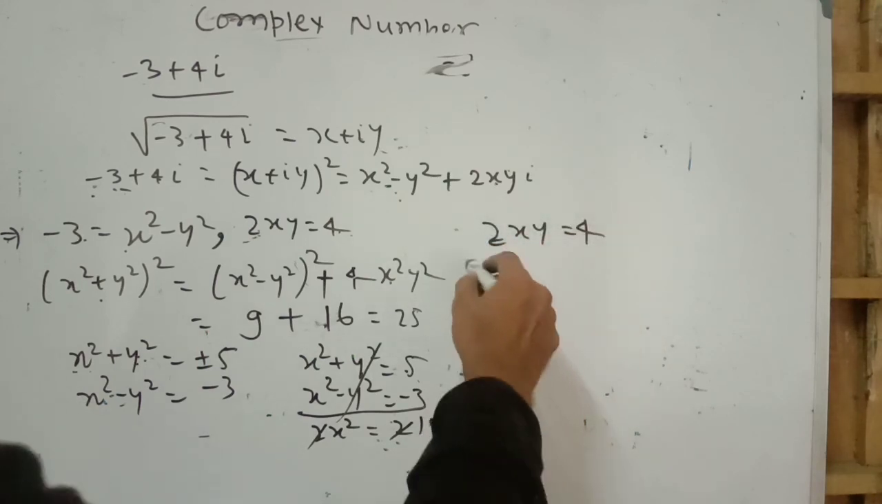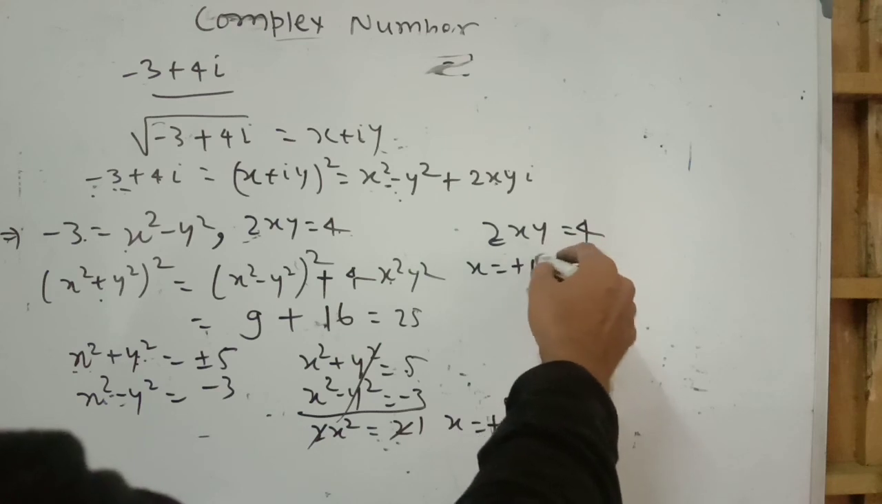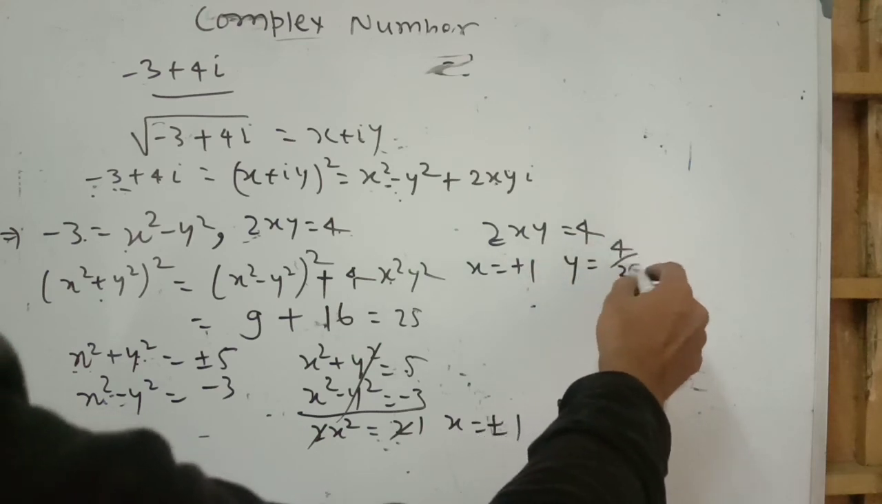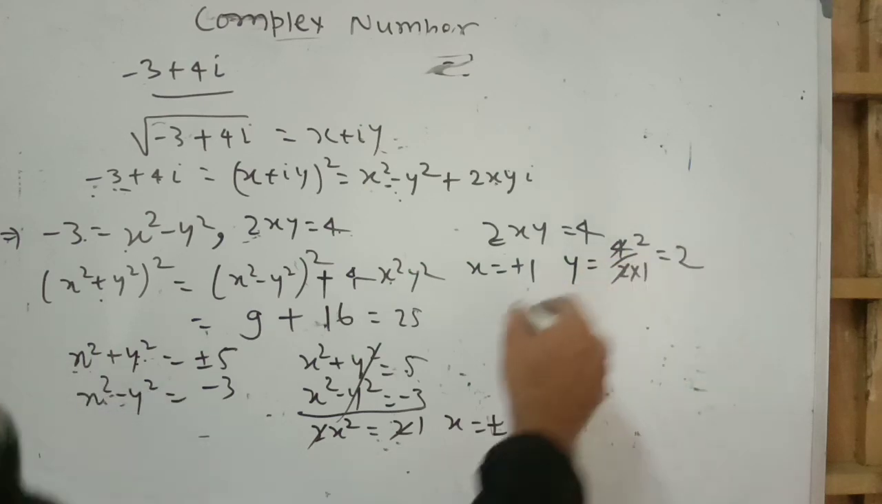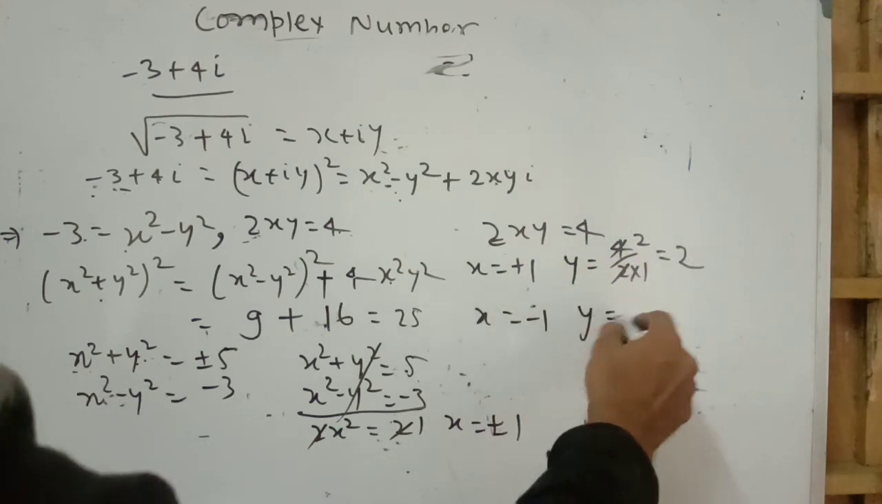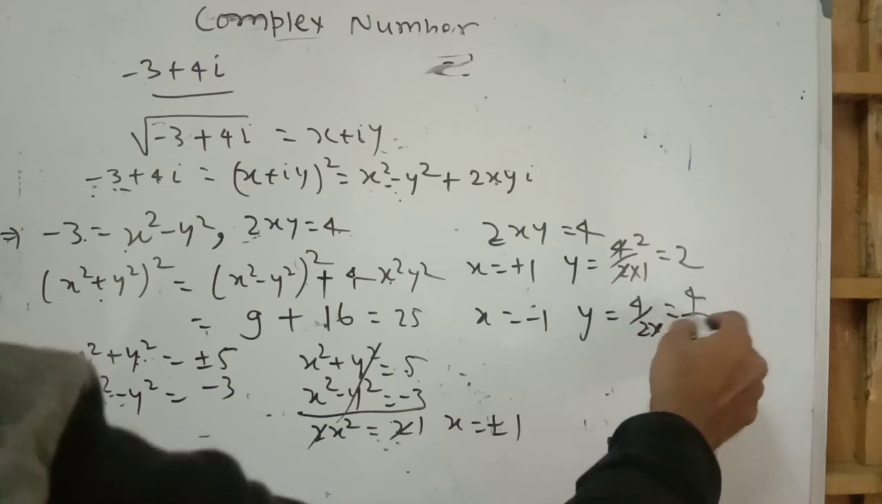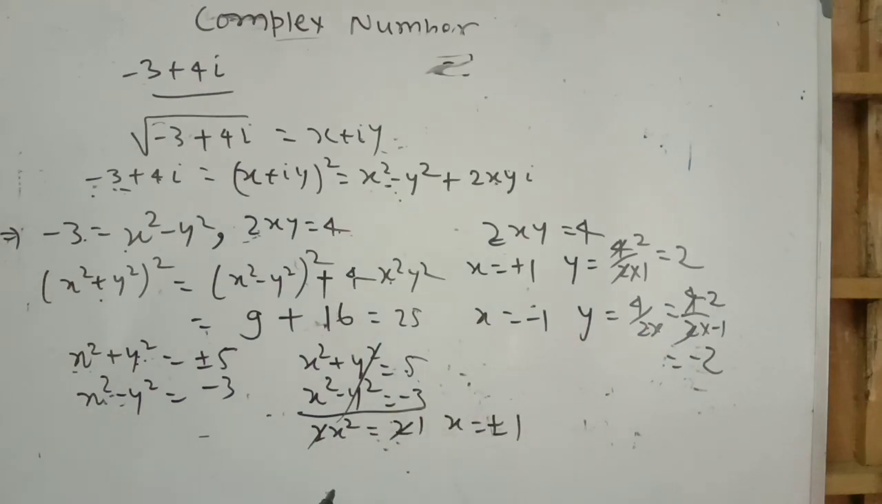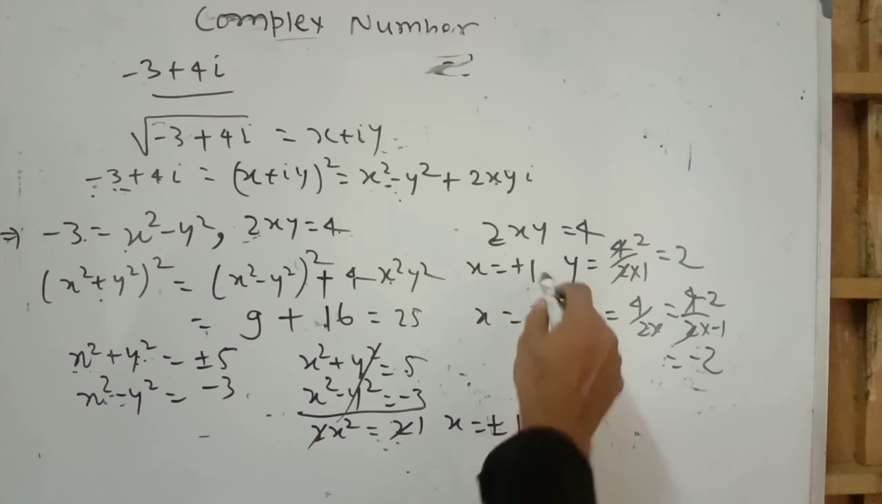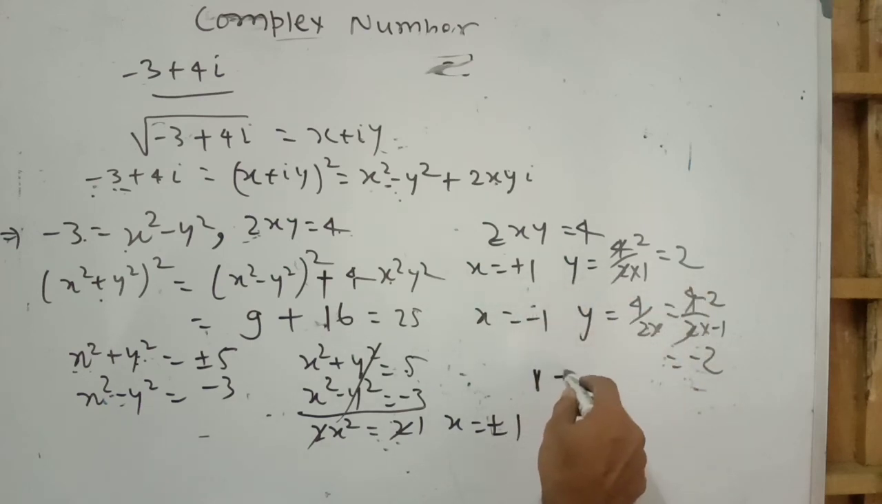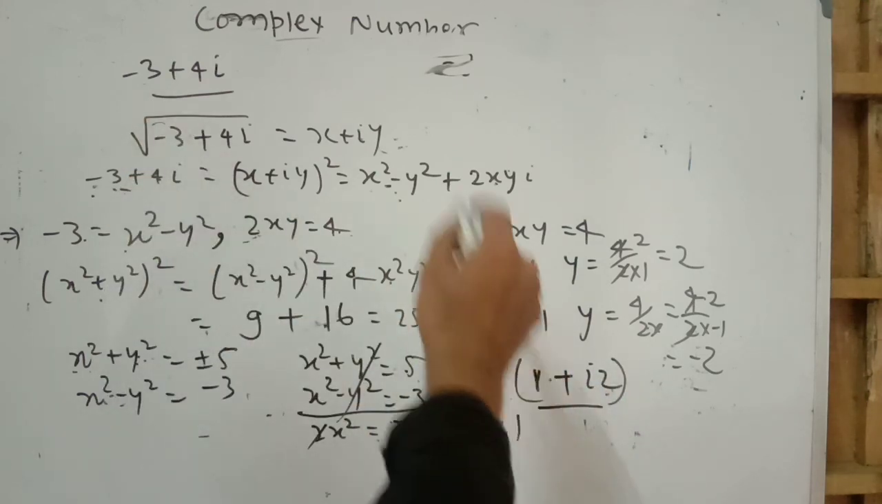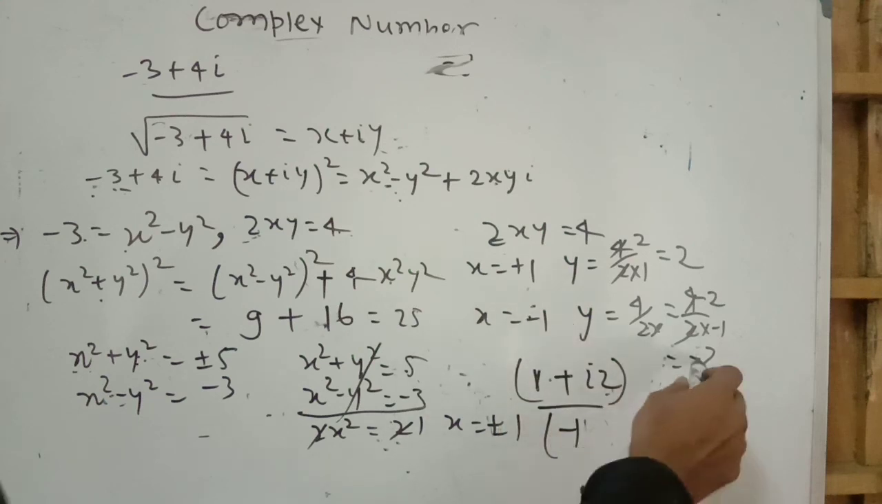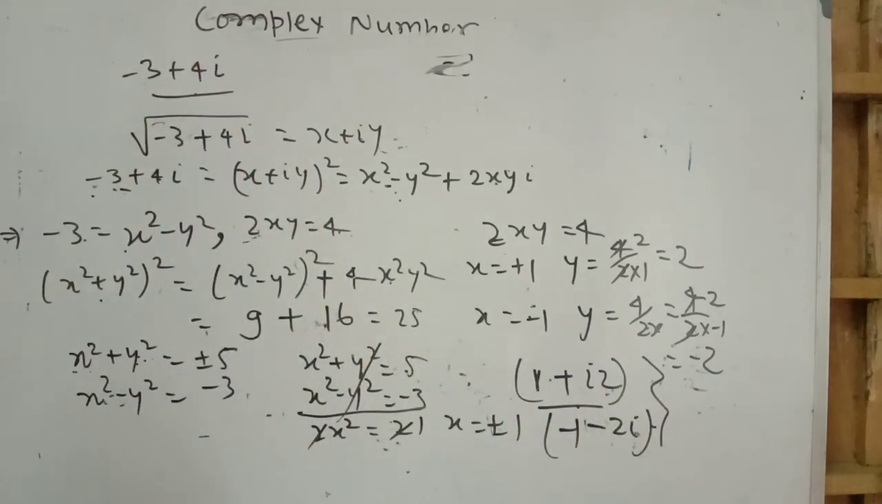Now 2xy equal to 4. When you consider x equal to plus 1, then y equals 4 by 2, so y equals 2. And when you consider x equal to minus 1, y equals 4 by 2x, so 4 into 2 times minus 1, so y becomes minus 2. So two values are possible. One square root of this complex number is 1 plus 2i, or another one, when you consider minus 1, is minus 1 minus 2i. So these two are the square roots of this complex number. Okay.